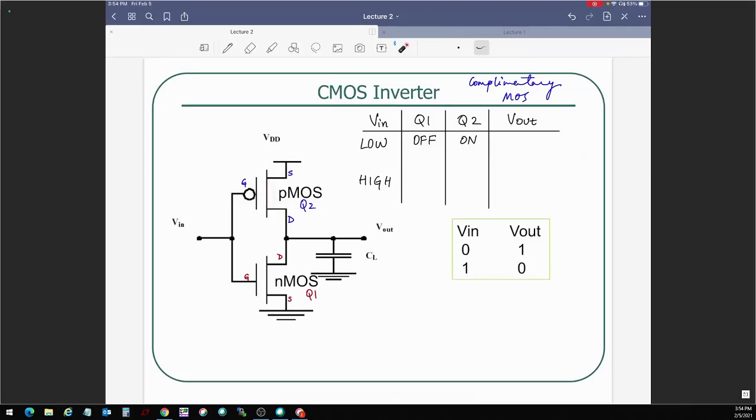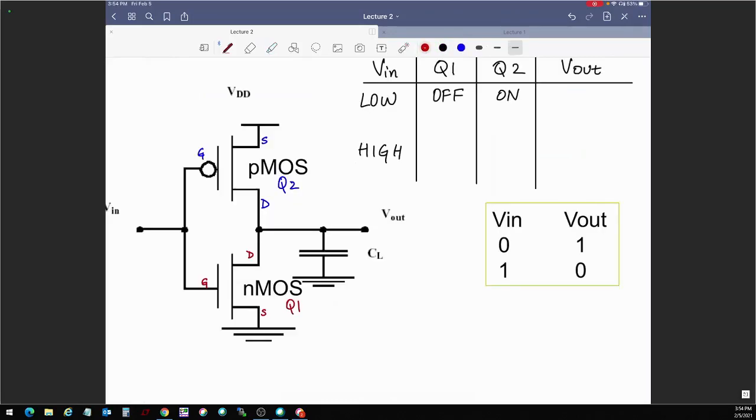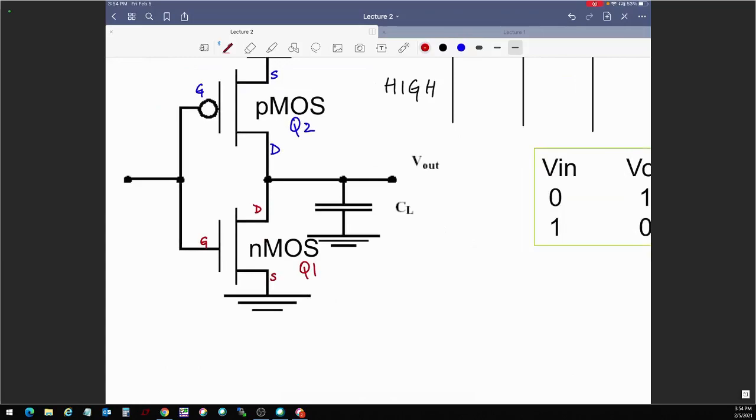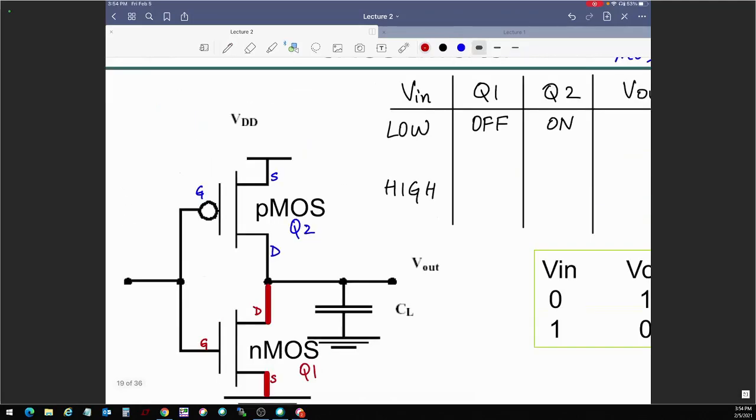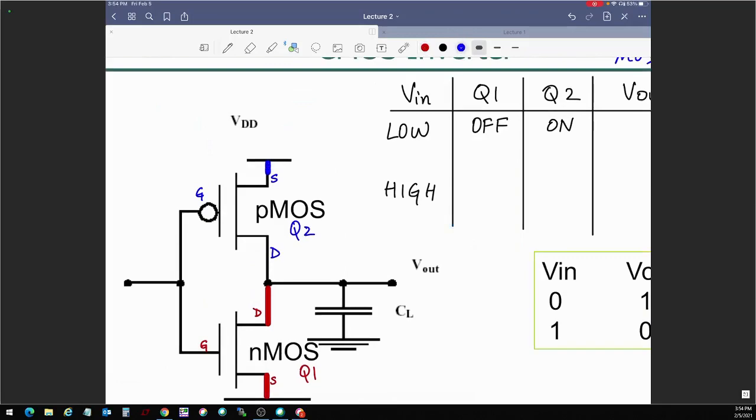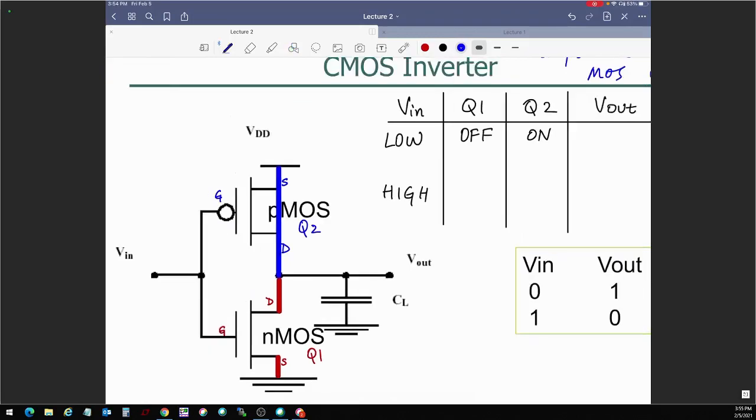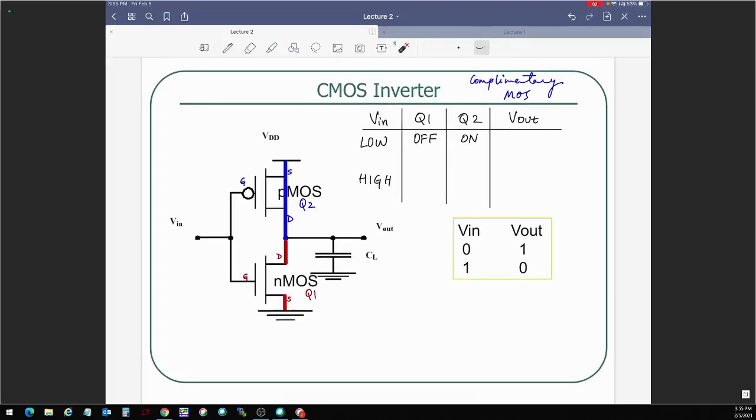It is on. Now, if this guy is off and this guy is on, let us try to see what happens to V out. So let's see. I'm going to indicate the off and on this way. Let's say I have this guy disconnected from this. However, this guy was connected with this. So what is V out going to be? Should it be 0 or should it be VDD?